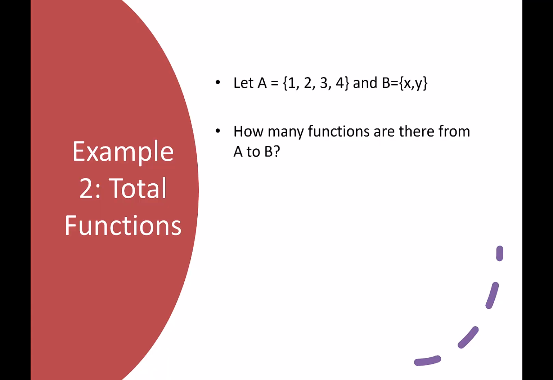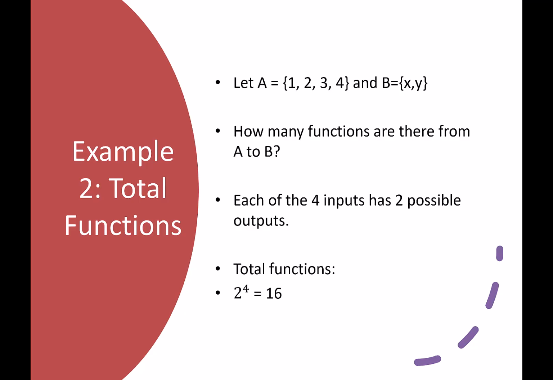So let's change up the sizes of the two sets. This time, let A be the set 1, 2, 3, 4, and B is going to be the set x, y. We'll start by looking at how many functions there are from A to B. With 4 inputs and 2 possible outputs, the total number of functions is 2 to the 4th, which is 16.